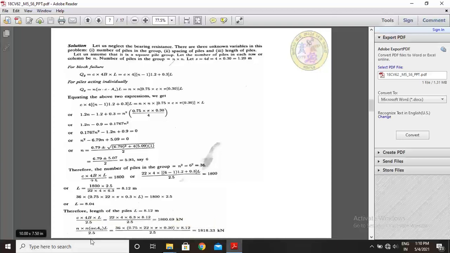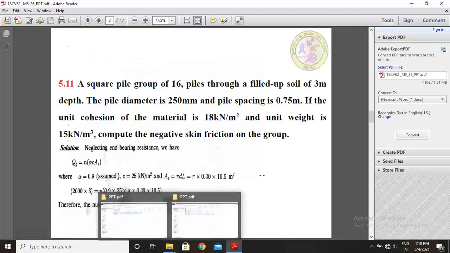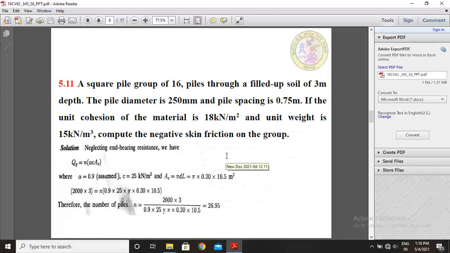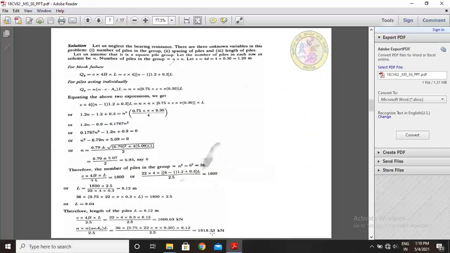Now calculate the loads. C into 4B into L divided by 2.5 is equal to, substituting the values, C is 22 into 4 into B is 6.3 into L is 8.12 divided by 2.5. So we are getting 1800.69 kilonewtons. So use these relations and you calculate the load in kilonewtons. So finally we are getting 1818.33 kilonewtons, that is the load.